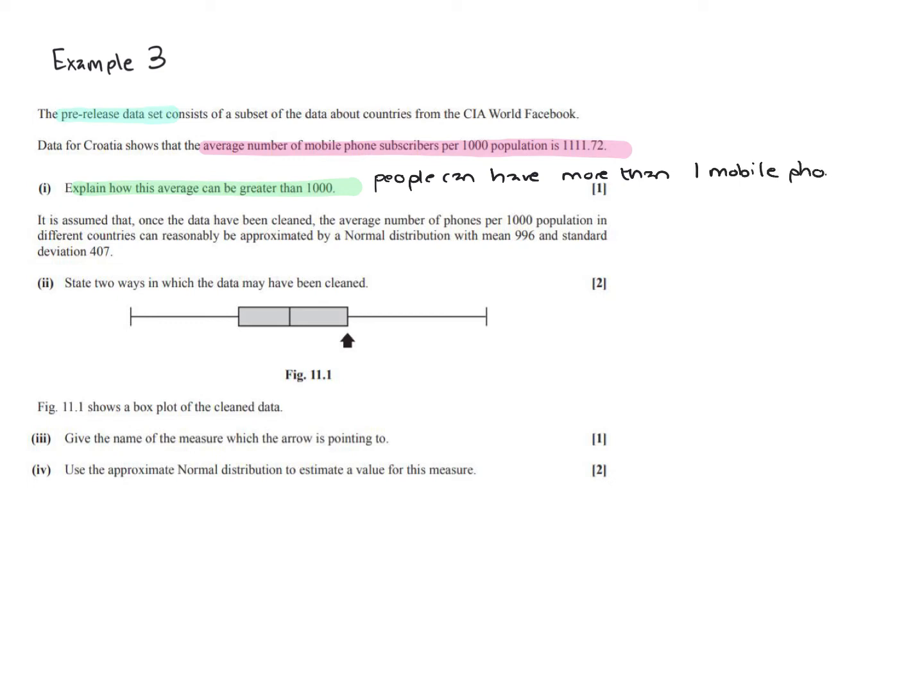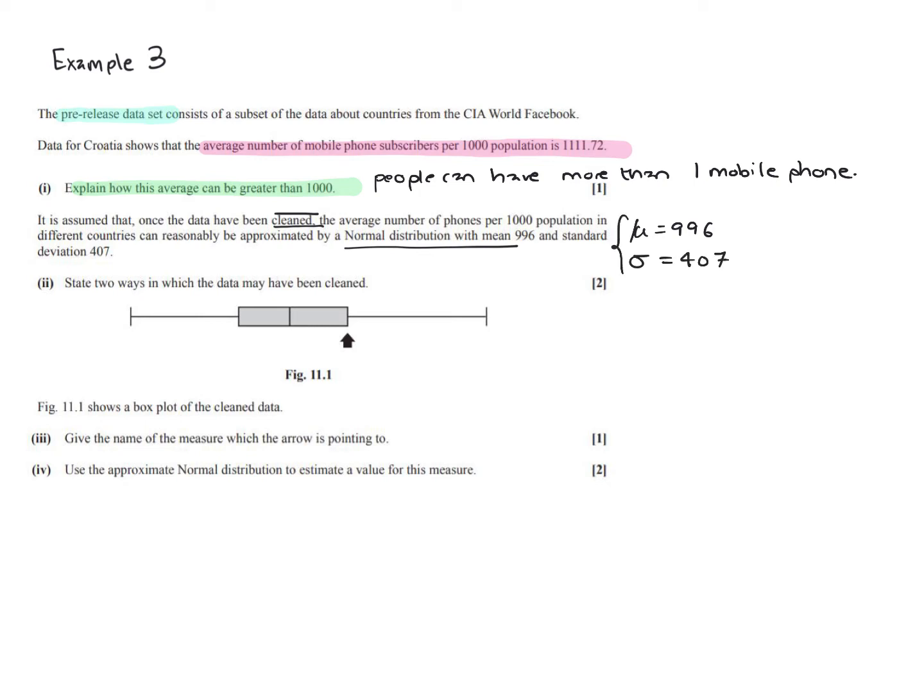Quite often people will have a work phone and a personal use phone. If somebody has multiple jobs, they may well have multiple mobile phone subscriptions. So it is assumed that once the data have been cleaned, by cleaned we mean removing values that are non-existent, missing values, tidying the data to make sure all of the values are clear. The average number of phones per 1,000 population in different countries can be reasonably approximated by a normal distribution with mean 996 and standard deviation 407.